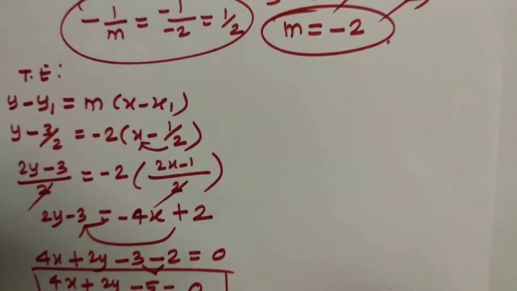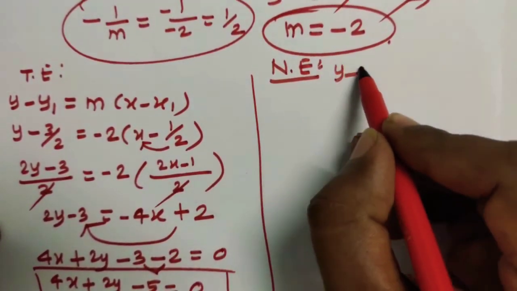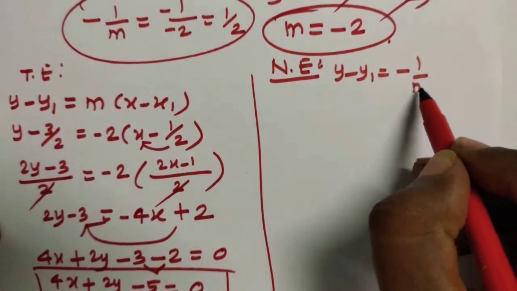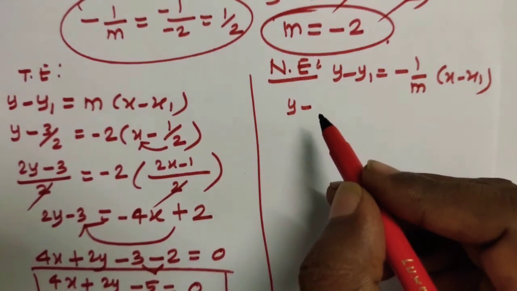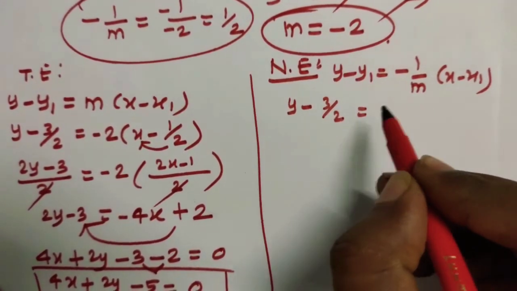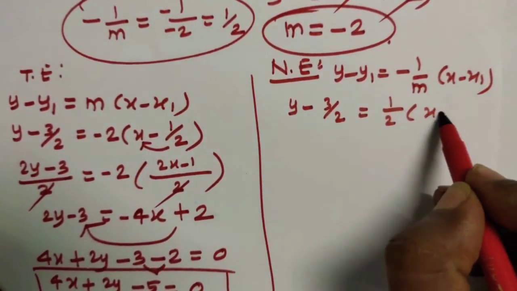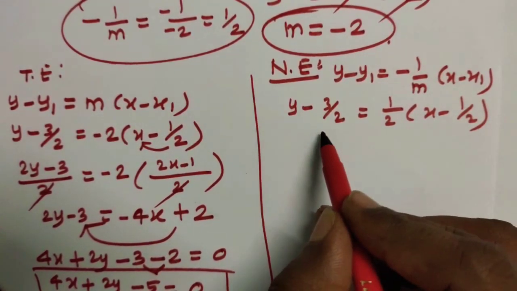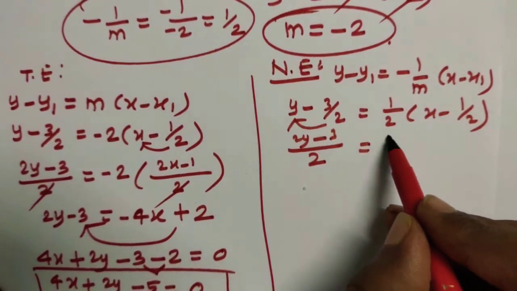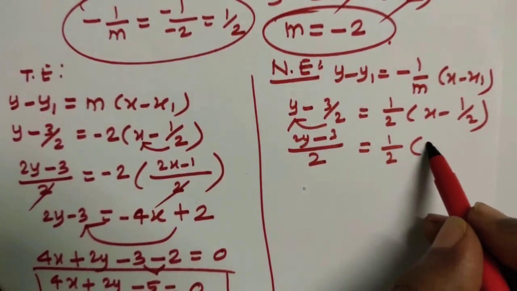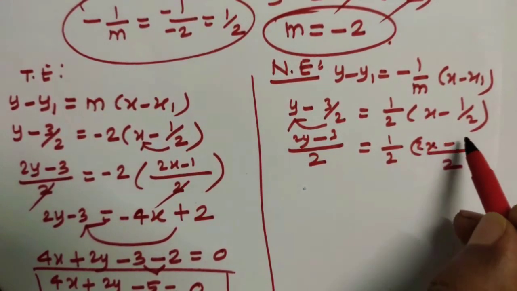And next one, to find the normal equation. So normal equation is y minus y1 is equal to minus 1 by m into x minus x1. So y minus y1 is 3 by 2, which is equal to minus 1 by m, which is plus 1 by 2, into x minus 1 by 2. So taking LCM, denominator 2, 2 into y, 2y minus 3 divided by 2 is equal to 1 by 2 into, taking LCM 2, 2x minus 1.